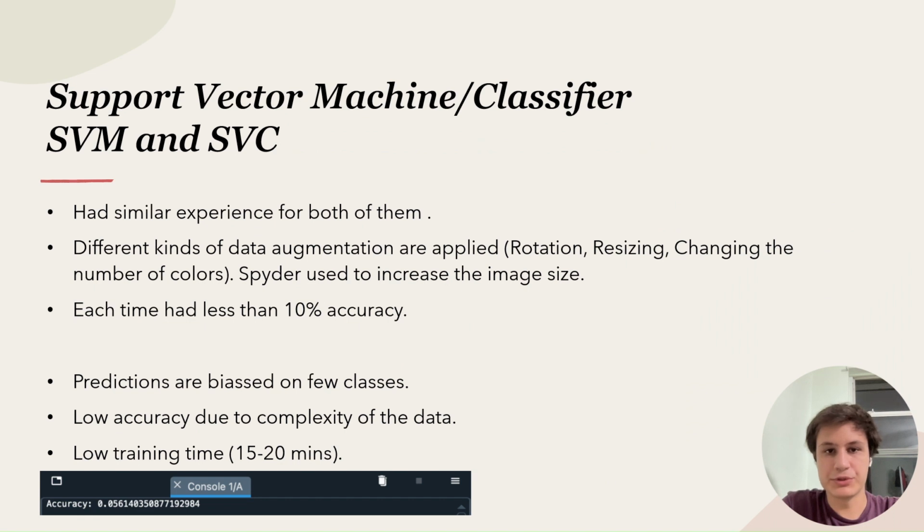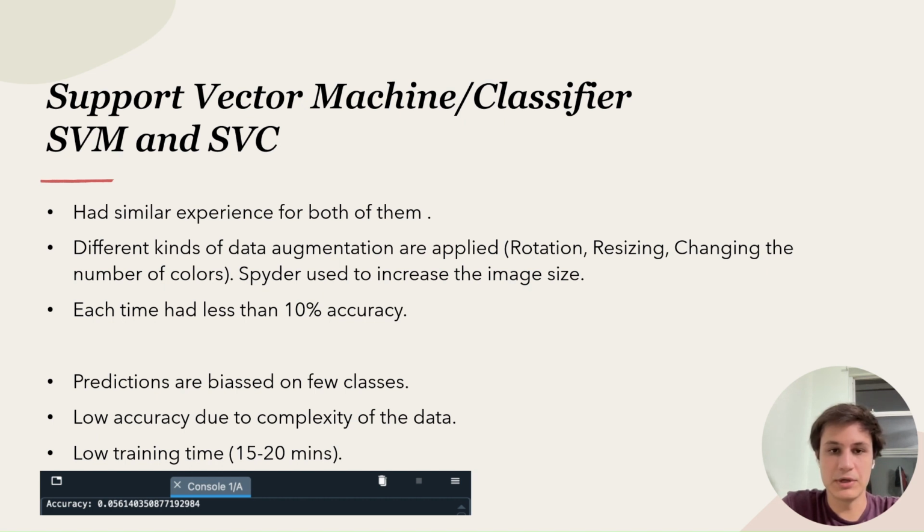As some other approaches, I used support vector machine and support vector classifiers. I had similar experiences for both models. I tried all kinds of things as I tried in CNN to increase the accuracy of the models, but the accuracy didn't increase much. I saw the major problem with the models was that the predictions they made were highly biased. In other words, almost all of the predictions were coming from 2 to 3 classes. I couldn't get any meaningful results from these two models.